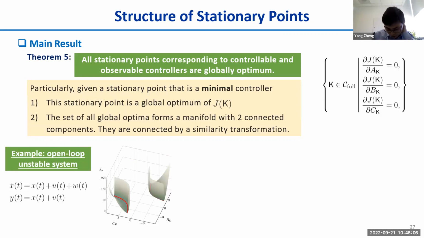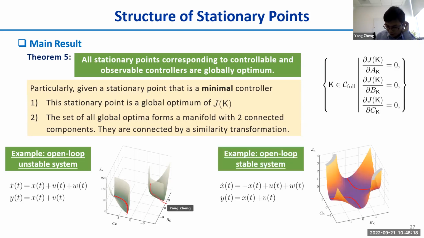And I'll show you another example, again of a single input, single output system. For this case, the set of globally optimal controllers looks like this. So if you are at a stationary point, and you can certify the stationary point corresponds to a minimal controller, then you are good.